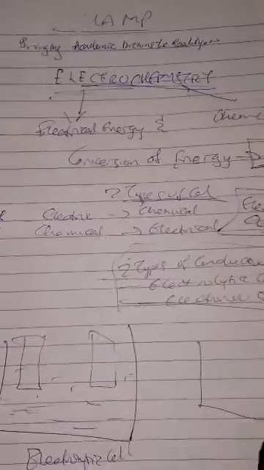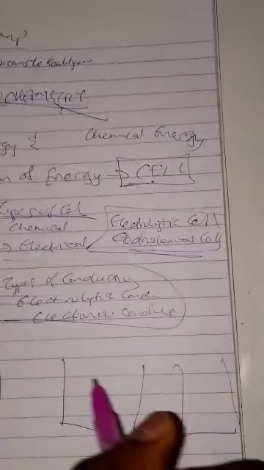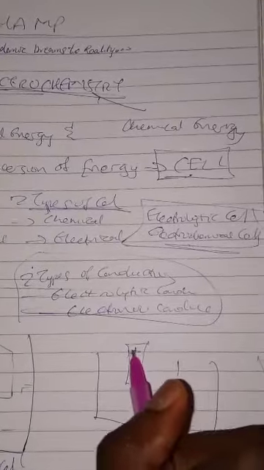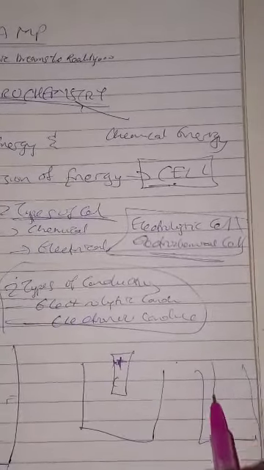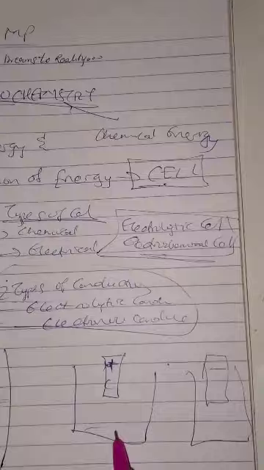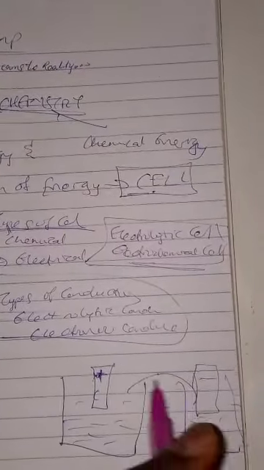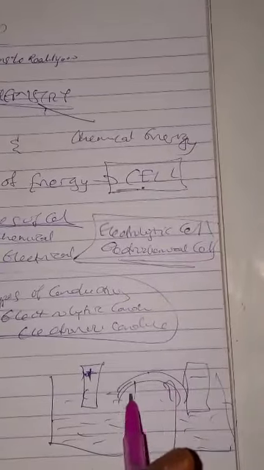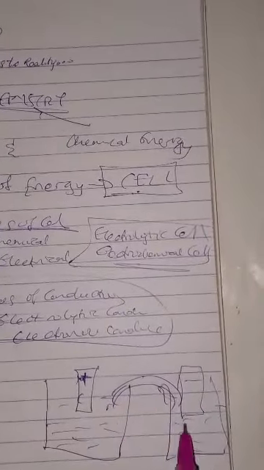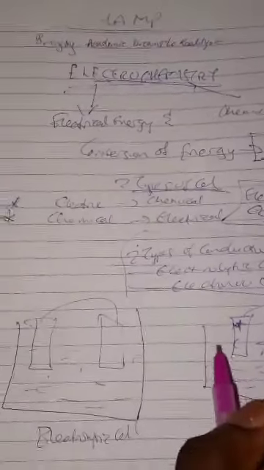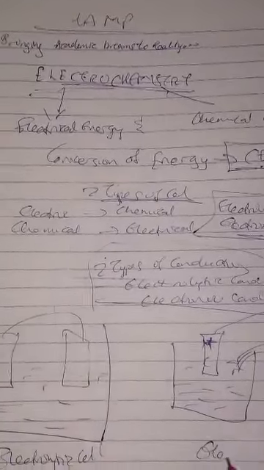Then this is an electrochemical cell. Electrochemical cell has two containers. The anode will be in one, the negative here, and the cathode, the positive here. Then it will have two different electrolytes. Then there is something that will link it, which is what we call the salt bridge. It will link the two electrolytes together. This is the wire for the current. This is an electrochemical cell.